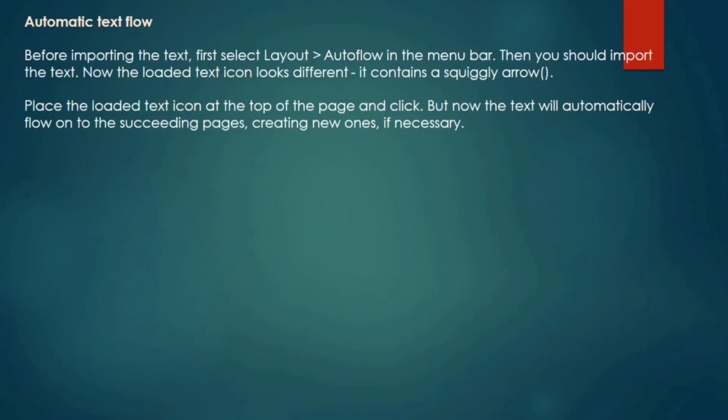Automatic text flow. Before importing the text, first select Layout, Auto Flow in the menu bar. Then you should import the text. Now the loaded text icon looks different. It contains a circular arrow. Place the loaded text icon at the top of the page and click, but now the text will automatically flow onto the succeeding pages, creating new ones if necessary.